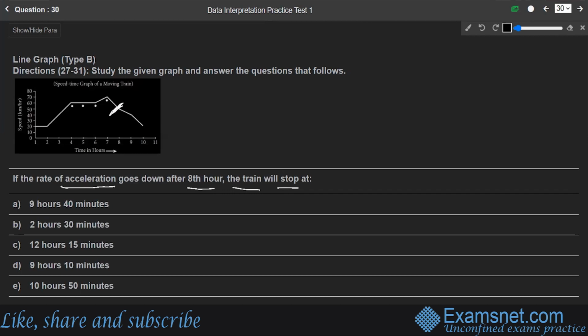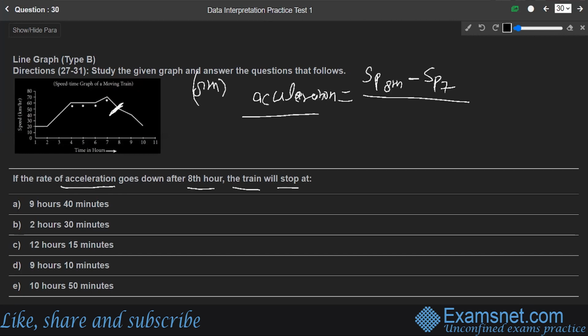This is where the train is. We are supposed to find out the acceleration, which can be found at this point. So the rate of drop in acceleration at the 8th hour is what we are about to find. After the 8th hour, what is the acceleration? Acceleration is change in speed. So we can write it as speed at 8th hour minus speed at 7th hour. This is the change in the speed. As the formula of acceleration is change in speed over change in time, it is speed at 8th hour minus speed at 7th hour, divided by the difference 8 minus 7 hours. That is the acceleration.